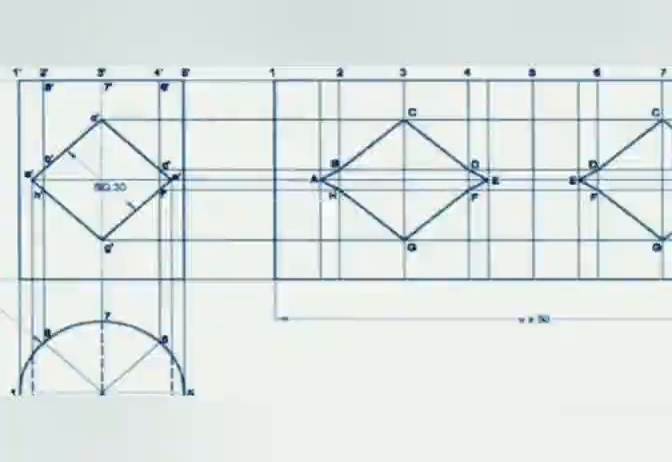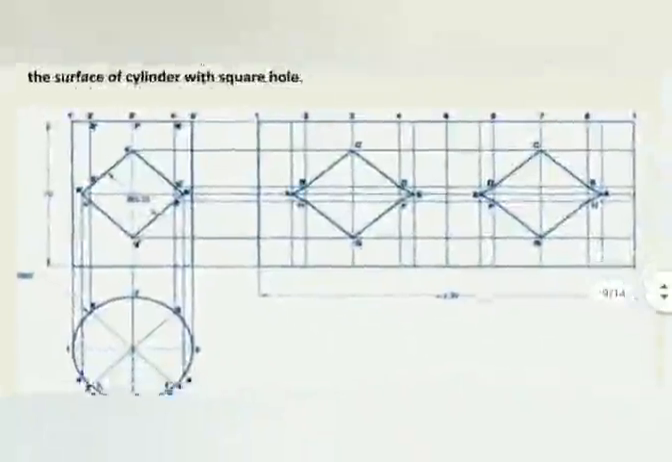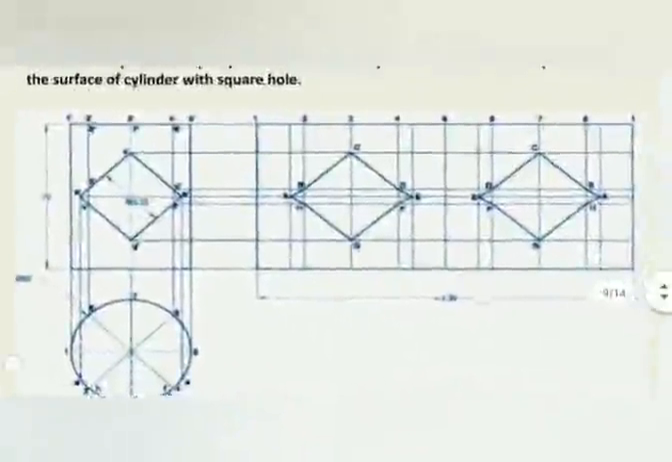In this way we get all the points of the square in its development, and when we join these points we get the development of this square hole in the lateral surface of the cylinder.